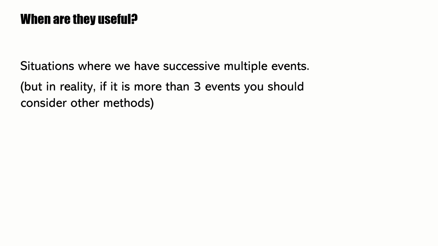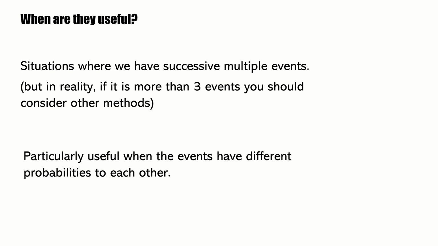In addition to that, tree diagrams are particularly useful for situations where the events have different probabilities to each other. So that's things like, let's say I was rolling a dice, then flipping a coin. The probabilities associated with each of the outcomes from rolling a dice are completely different to the probabilities associated when flipping a coin, and so therefore the tree diagram is very useful for those sort of situations.